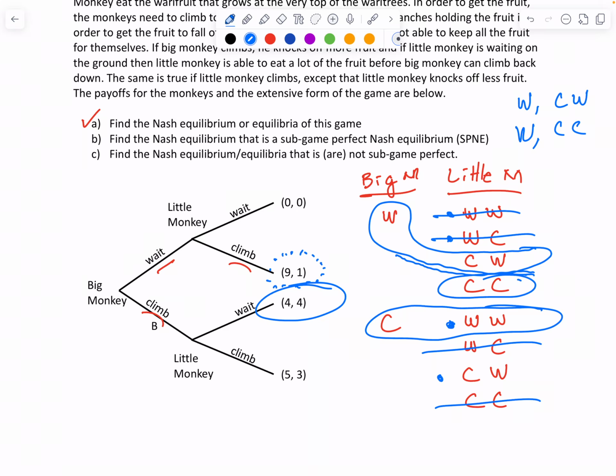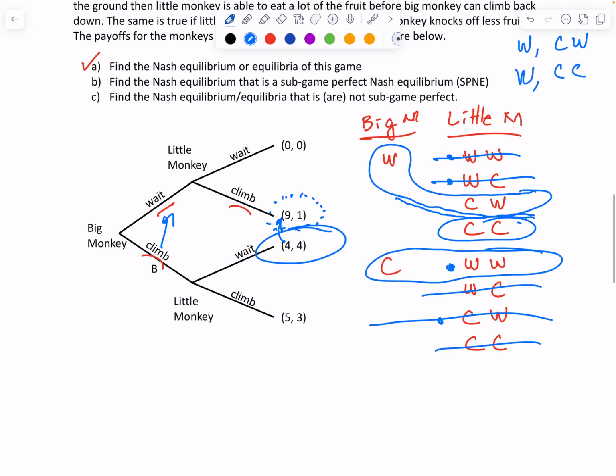So now let's ask big monkey. Does big monkey want to switch from climb to wait? If so, they would move from earning 4 up to 9. Yeah, you're darn right they would want to switch, because they can make themselves better off. So that can't be a Nash equilibrium. So there we go. We basically have 3 Nash equilibria. So we've done part A. Find the Nash equilibria of this game.